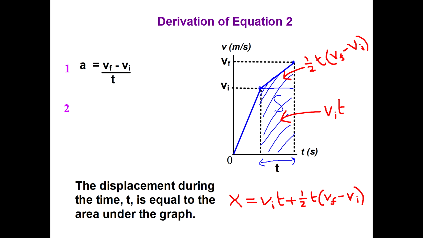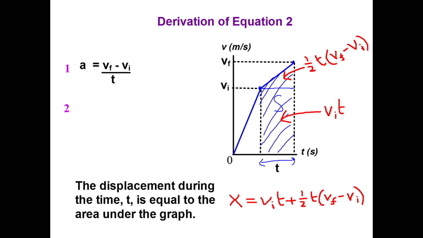That might be a little bit confusing, but if you imagine that Vf and Vi were two numbers, such as 10 and 4, then the distance between them will be 10 minus 4, which is 6. So if we take one away from the other, we get the height of the triangle. Then to get the total area under the graph, we add these two things together. Vi t plus 1/2 t multiplied by Vf minus Vi, and that is the total area under the graph.